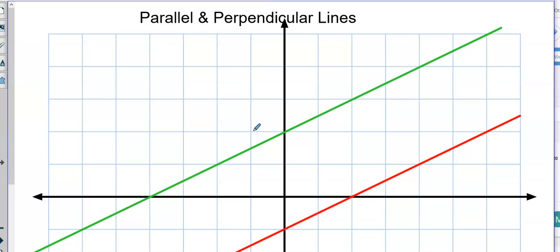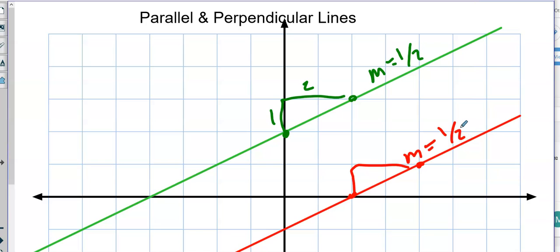Parallel and perpendicular lines. So you may know this already. So let's see. These two lines are parallel. And looking back to our slope lesson, it looks like the slope of this line is 1/2, right? And you can probably tell from here that the slope of this line is also, you go up 1, over 2, m equals 1/2. And those two lines are parallel. So what that tells you is parallel lines have the same slope.